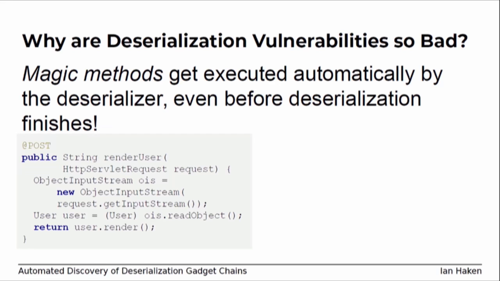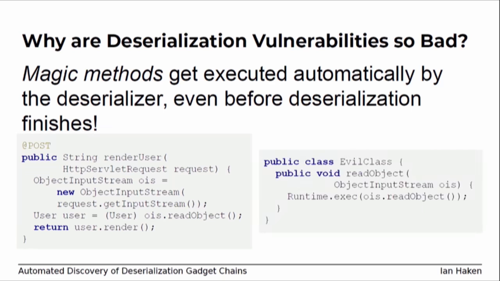So here's another example. This is exactly the same vulnerable endpoint from that first slide. But let's say there's some bad class on your classpath that's doing something unsafe inside one of these magic methods, like readObject. In this case, it's just executing some string that it's reading out of that object input stream. Even though my application isn't using EvilClass at all, even though it expects a User to come back, the deserializer is going to execute that readObject magic method before it ever returns. So it's going to execute that Runtime.exec before the cast to User. It doesn't matter what my application actually expected the data type to be.